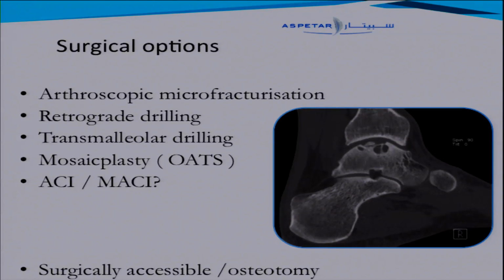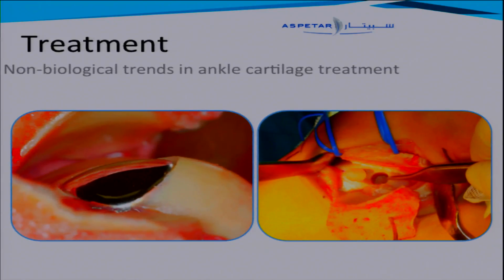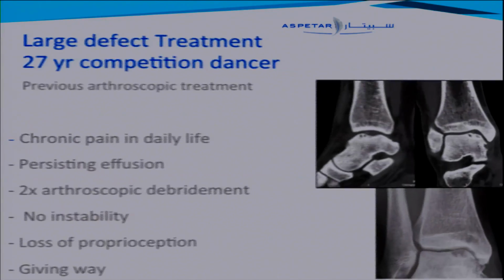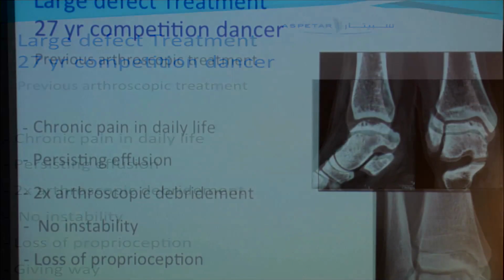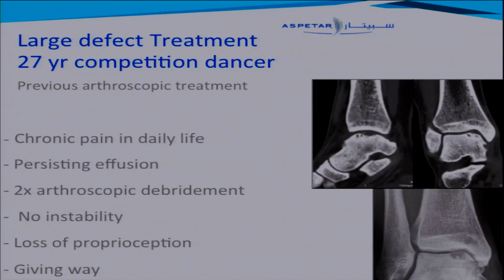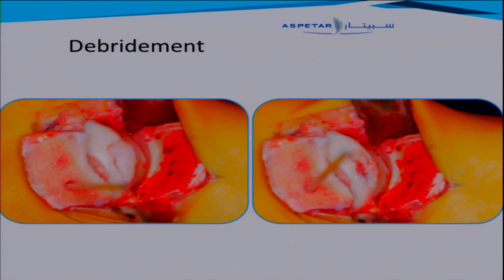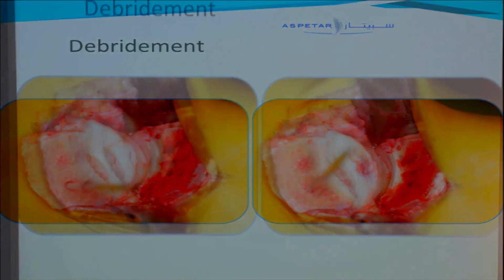Now, unfortunately, large OD lesions of the talar dome still pose a special problem to the young population, and success rates have been reported up to 78% through stabilization, biological measures and non-biological measures. I'll quickly run over them with you. The non-biological measures are for the big lesions that we want to treat. Now, take a case like a competition dancer below 30 years old, with chronic pain in daily life, persisting effusion, 2 previous arthroscopic debridements, no instability, and some giving way. We see, when we do an open technique, a big lesion of the medial talar dome.